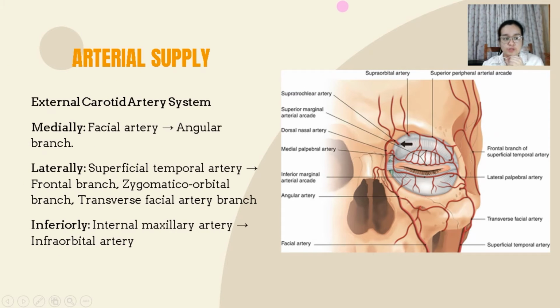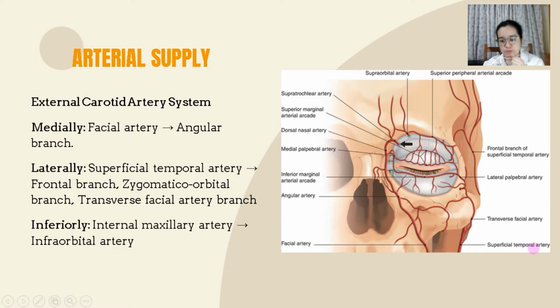We are now going to talk about the external carotid artery. It supplies the superficial arterial system, which mostly supplies the lower eyelid. So the facial artery becomes the angular artery, which is lateral to the nose, and it supplies the medial aspect of the eyelids.